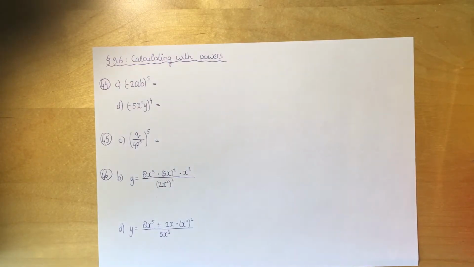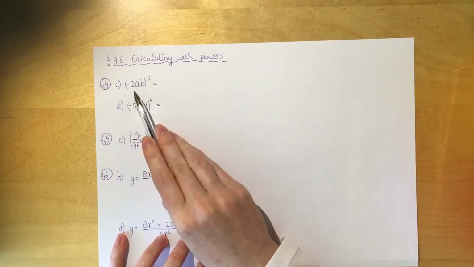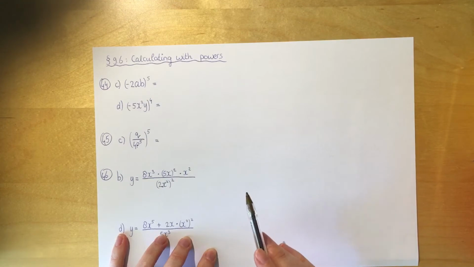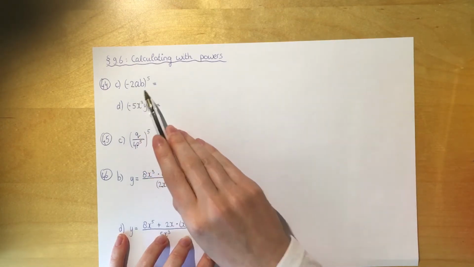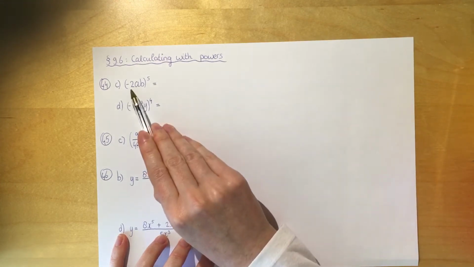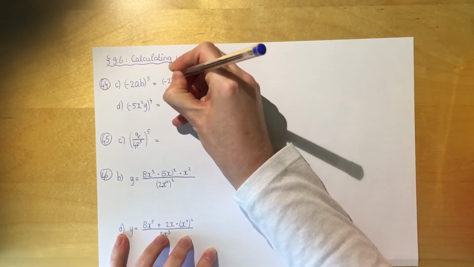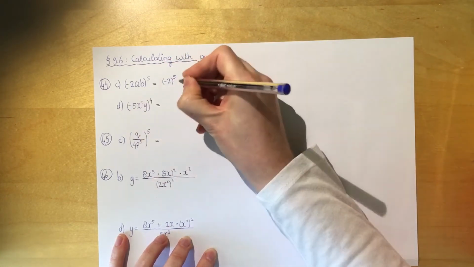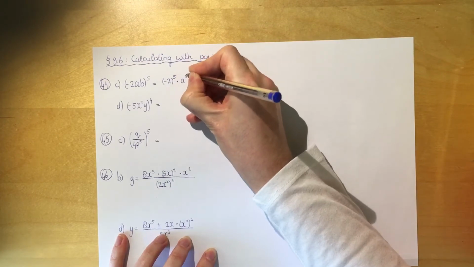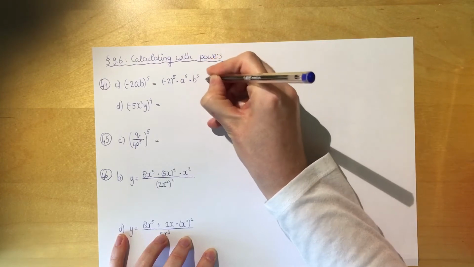The first one is 44c. Here we see between brackets minus 2ab, which is a product, which we have to raise to the power of 5. So we have to use the first rule here. So everything between the brackets should be raised to the power of 5. So I start with the first factor, minus 2 to the power of 5. Should be written between brackets just for now. Then a to the power of 5, mind the multiplication, and then b to the power of 5.